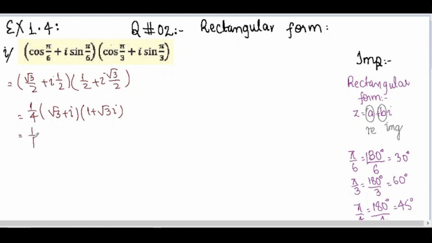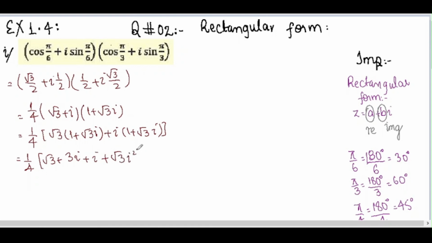We have learned multiplication already, so it becomes square root of 3 into 1 plus square root of 3 iota plus iota into 1 plus square root of 3 iota. So it is equal to 1 by 4 into square root of 3 into 1 gives us square root of 3, plus square root of 3 into square root of 3 becomes 3 iota, plus iota into 1 gives us iota, plus square root of 3 into iota square. It is equal to 1 by 4 into square root of 3, and this plus square root of 3 into iota square gives us minus square root of 3, and 3 iota plus iota gives us plus 4 iota.